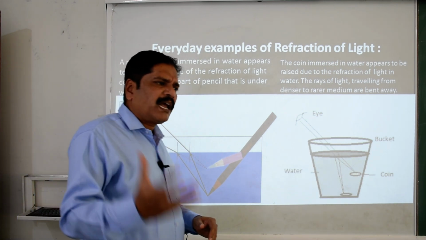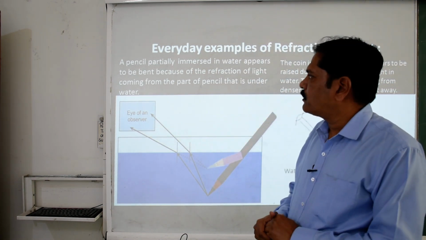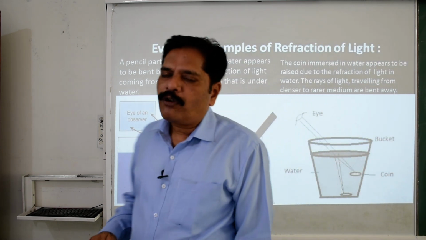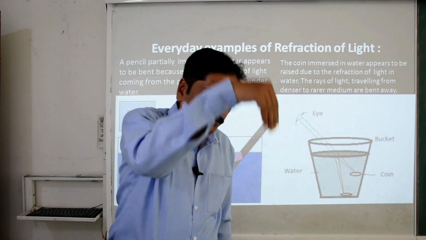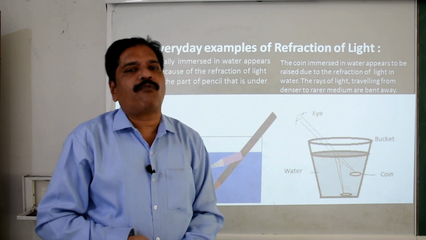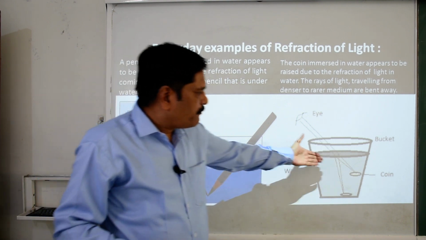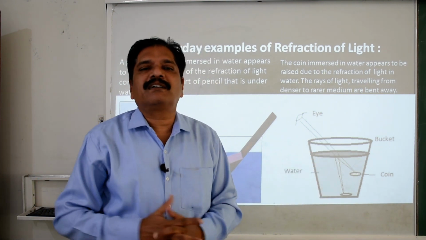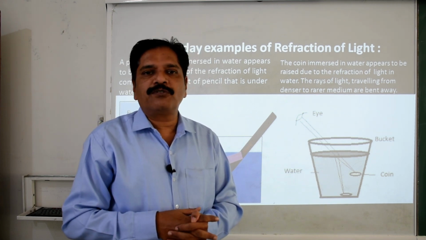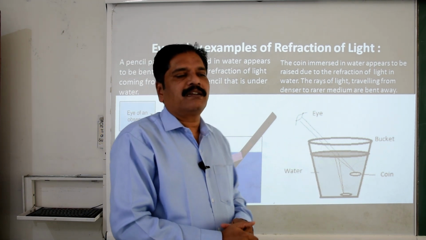Okay, so in your everyday life you find so many examples related to this refraction of light. So here we are trying to learn about these two facts. One thing is very common. When you dip a pencil or a wooden stick or a scale partially in water, you will observe that it appears bent. Similarly, if you drop a coin in a transparent glass container, then when you observe it from the top, it seems to be raised upward from its position.